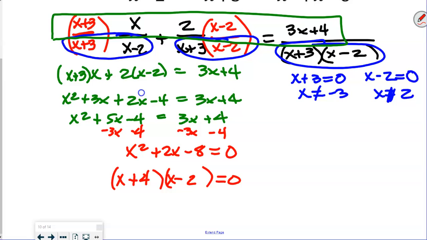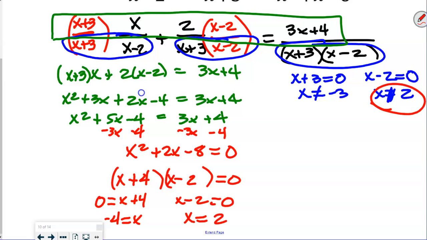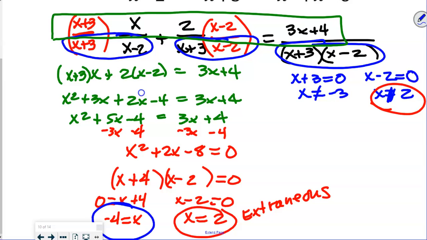So then we're going to set these equal to 0. 0 equals x plus 4. So -4 is equal to x. And then x minus 2 is equal to 0. So x is equal to 2. Well, look here. We have the same value there and there. So what does that mean? That means this is an extraneous solution. And this one is our solution.